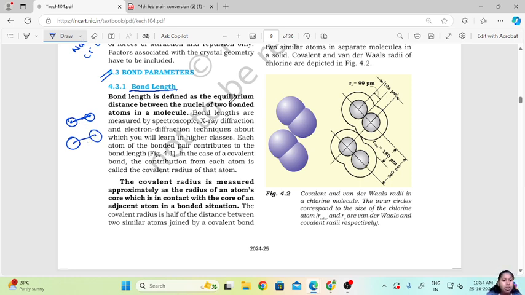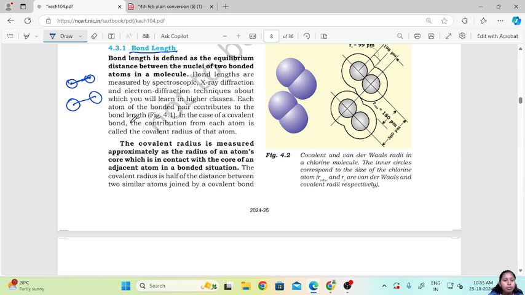Now bond lengths are measured by spectroscopic, X-ray diffraction and electron diffraction techniques, about which you will learn in higher classes. How will you determine the bond length? Bond length can be determined using spectroscopic method, X-ray diffraction and electron diffraction techniques. About these techniques you will learn in your higher classes.